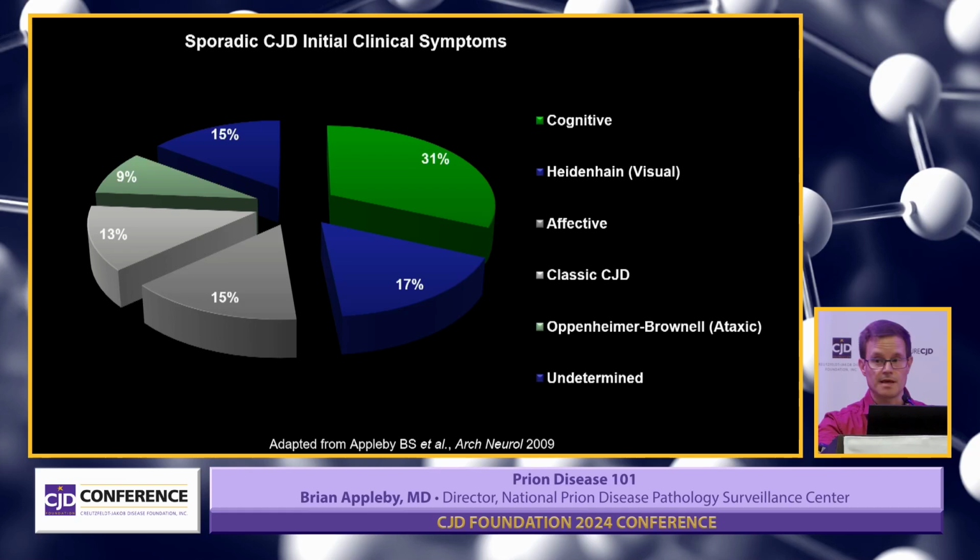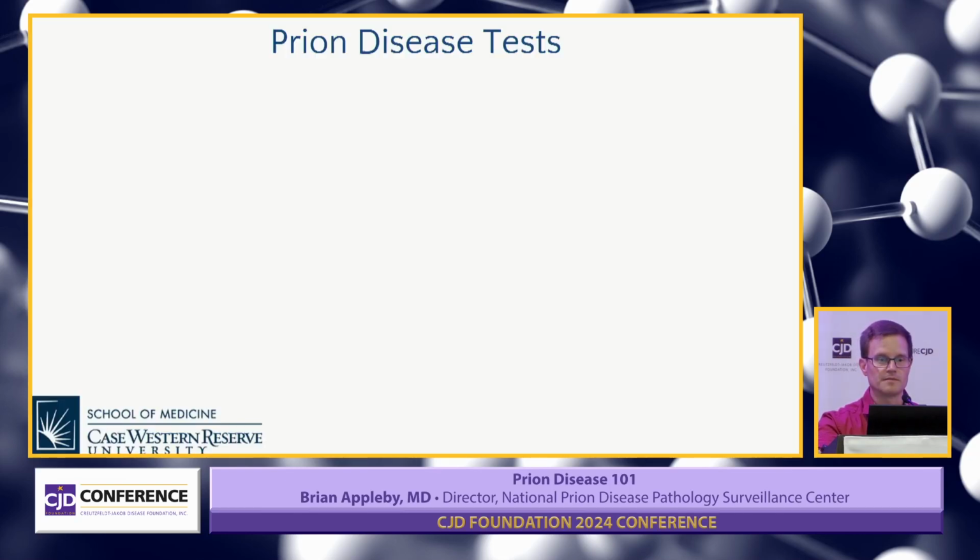17% will present with that pure visual symptom that we heard about earlier. 15% will actually present with some type of mood or anxiety disorder. Only 13% will present with that kind of classic CJD that the doctors will read about in the textbooks with memory problems, problems with balance, and that jerky-like movement. So the thing is, it takes time for the patient to evolve into that clinical syndrome that is going to suggest to the clinician maybe that's what's going on.